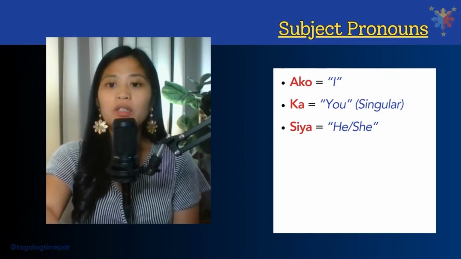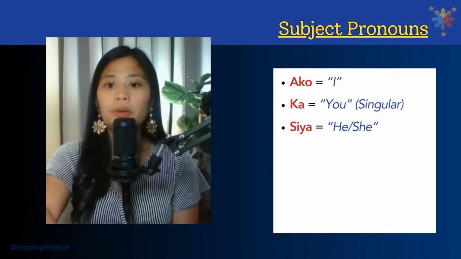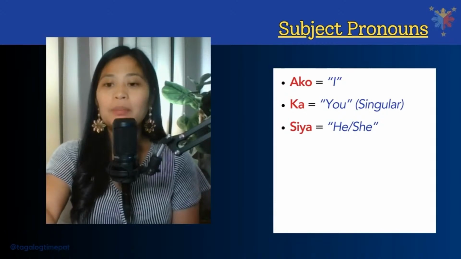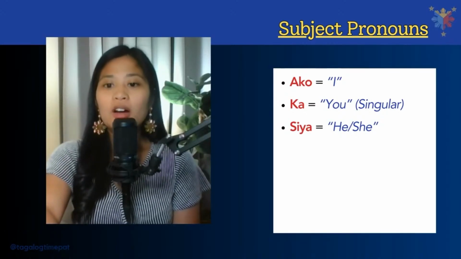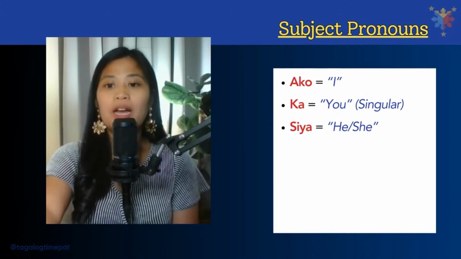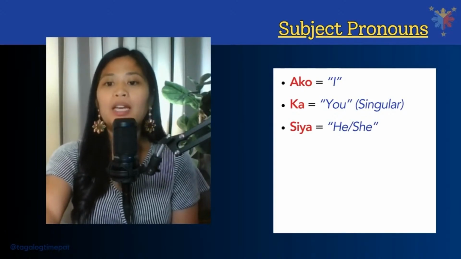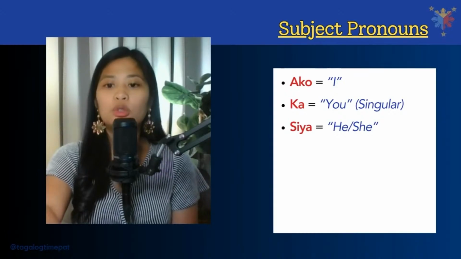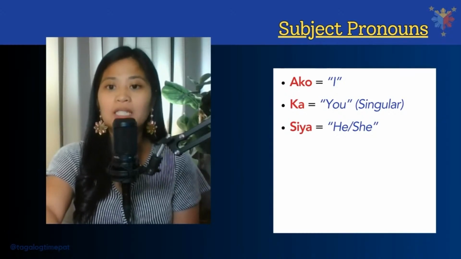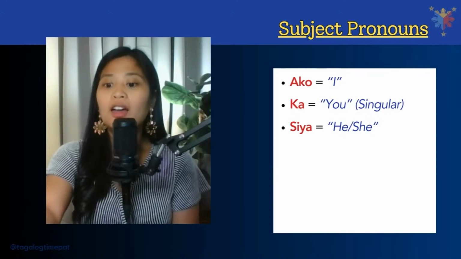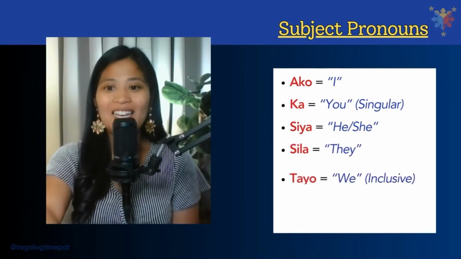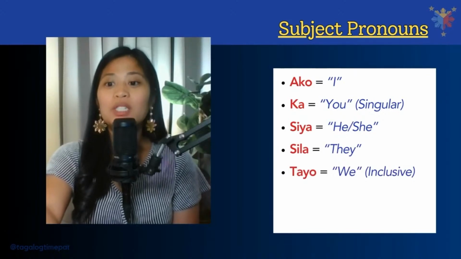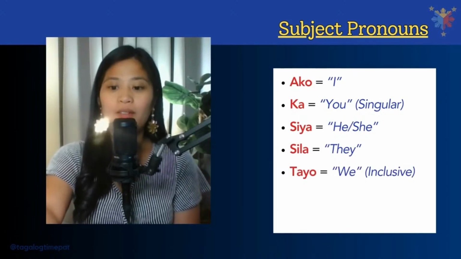And also, take a look at the spelling. It looks like it should be pronounced siya, but it's actually pronounced siya. There are some regions in the Philippines that might pronounce it siya, but for the most part, in the Central Luzon, Tagalog-speaking areas, it's pronounced siya. Next, sila is they. Tayo is we inclusive.